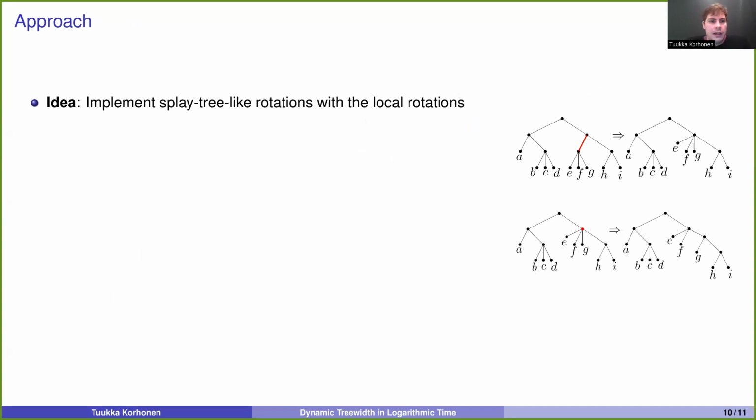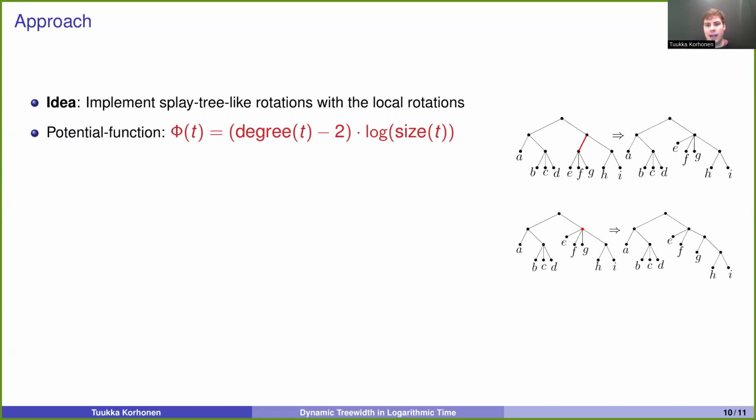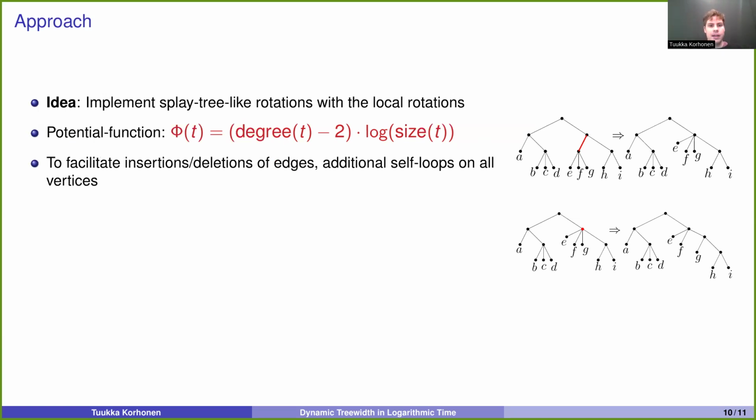Now what happens in the algorithm is we just use these two local rotations, this contraction rotation and this splitting rotation, to implement the splay tree like dynamic algorithm. And everything kind of works out. We can use a potential function that has a factor for the degree of the node. Actually, it's not the number of children, it's degree, because it's degree minus 2 times the logarithm of the subtree size. So this is like the splay potential with some degree factor, and splay tree kind of stuff then works out.